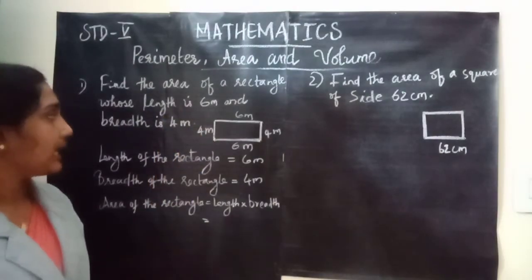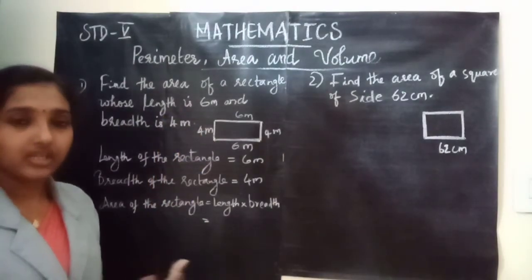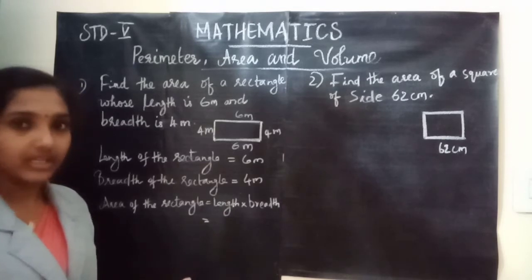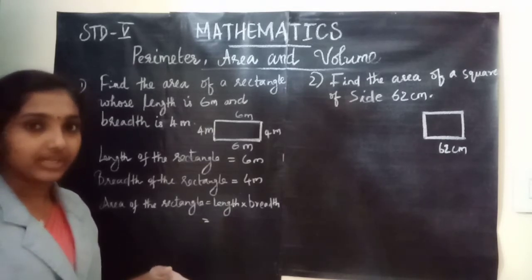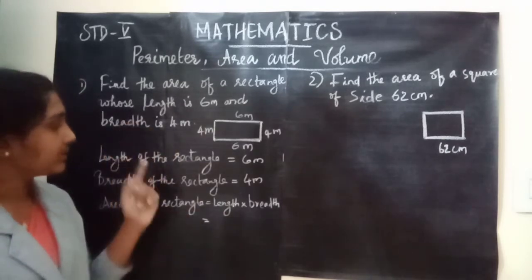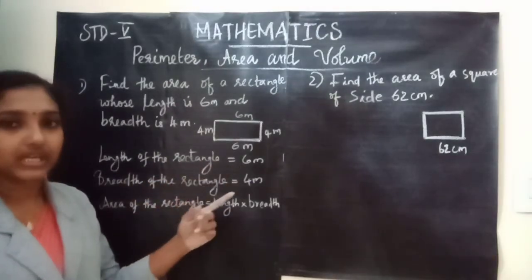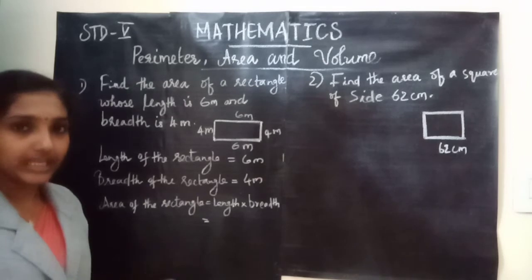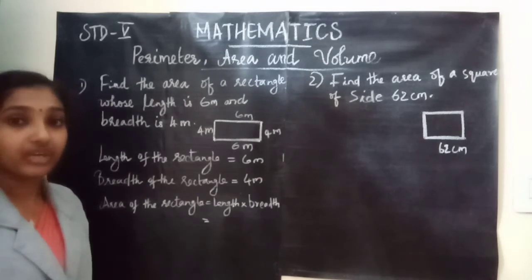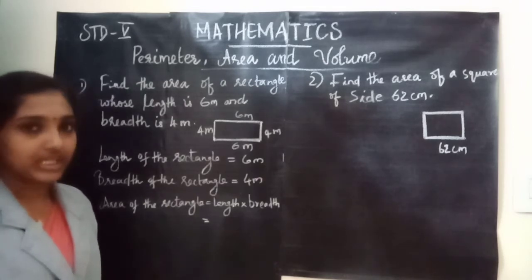Okay. So moving to our first question: find the area of a rectangle whose length is 6 meter and the breadth is 4 meter. So here we have a rectangle and its length and breadth are given, right? The length of this rectangle is 6 meter and the breadth is 4 meter. We need to find the area of this rectangle.